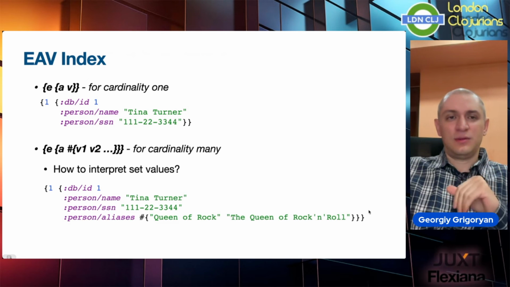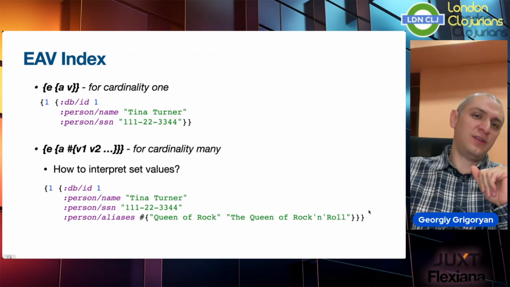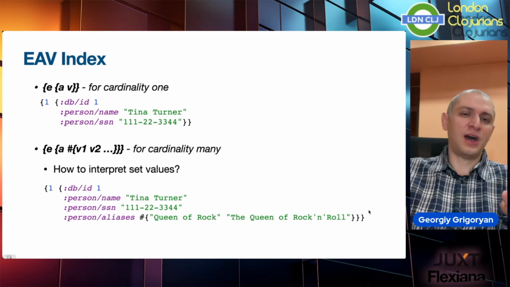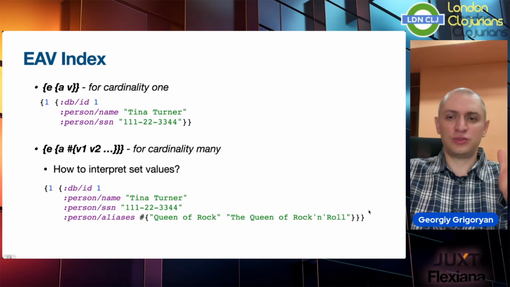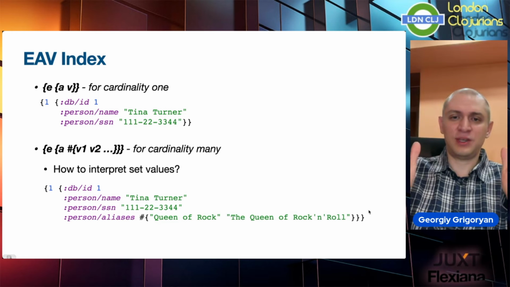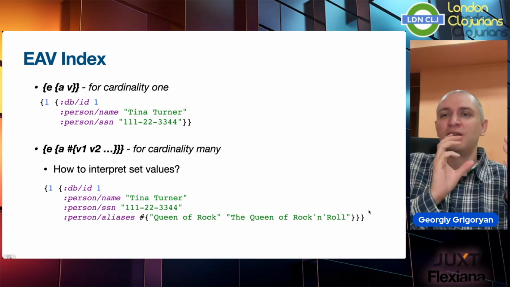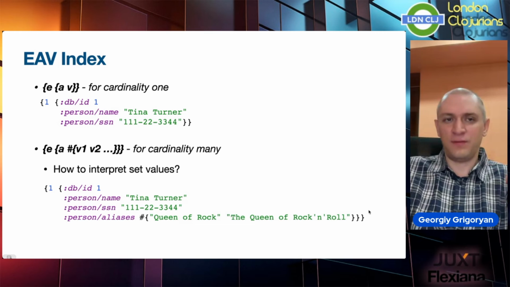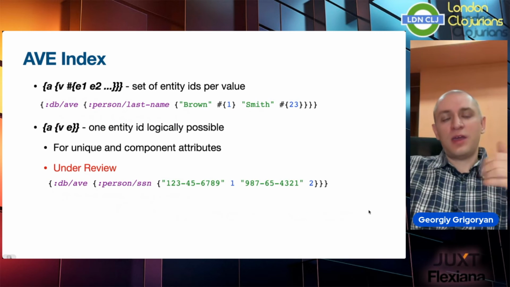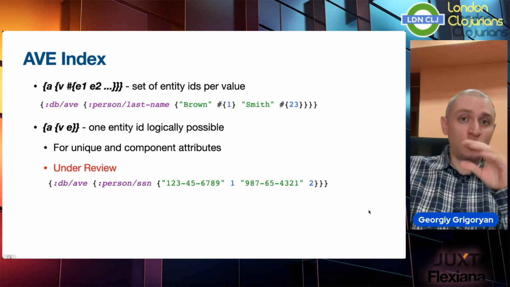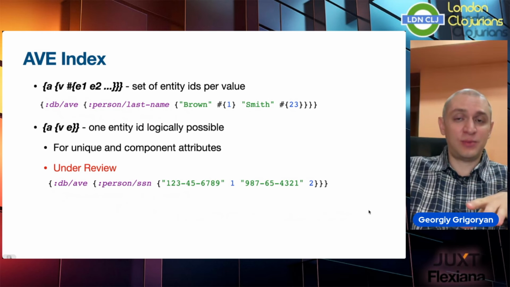And this is just the two forms that the EAV index can take. I've already touched on this. The key here is how to interpret set values, right? Is this cardinality 1, so it's just one value of type set, or does this set, the outermost set, represent multiple values? And for the AV index, there's also two forms, but this is a decision I'm reconsidering.